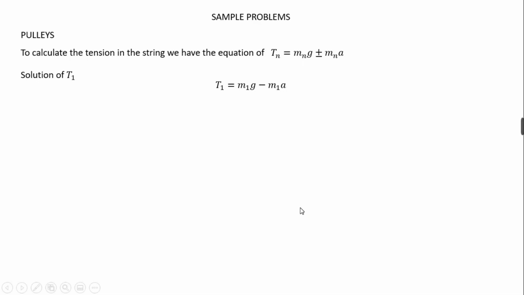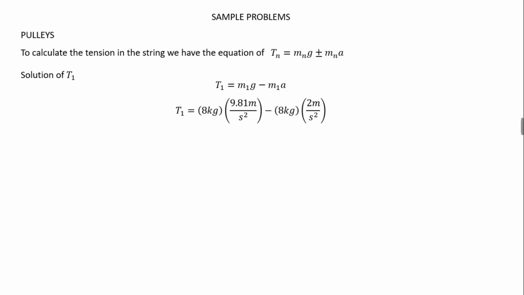So now we will calculate the tension in the string with the use of this equation, T sub n equals mng plus mna. The direction of the acceleration will determine whether the acceleration is positive or negative. So T sub 1 is equal to m1g, and since the mass m1 is accelerating downwards, it will become minus m1a.